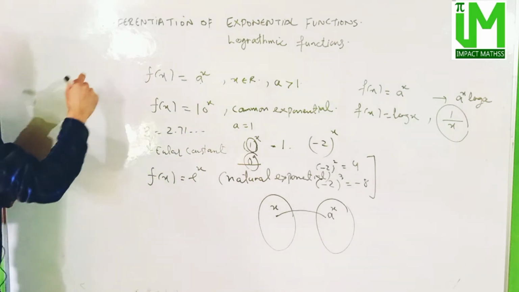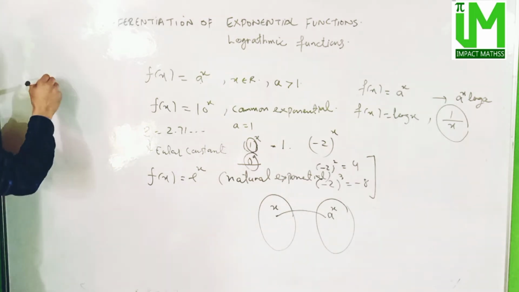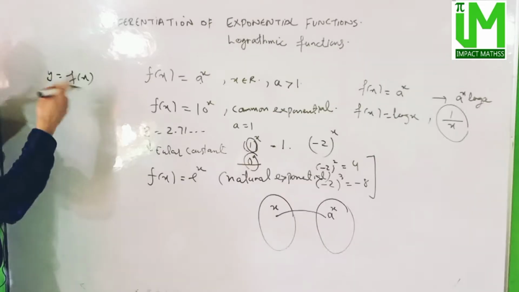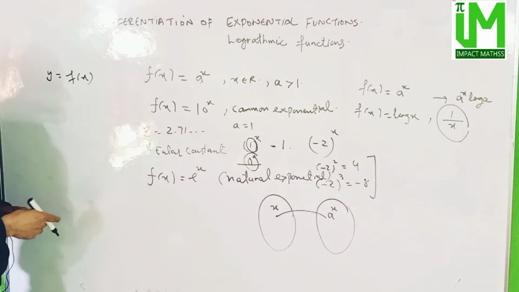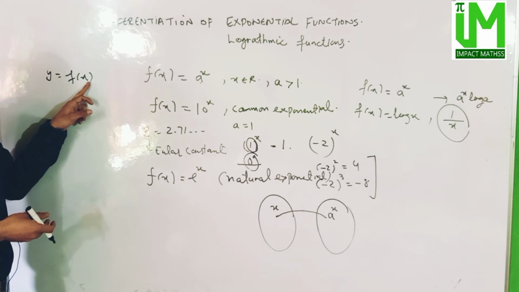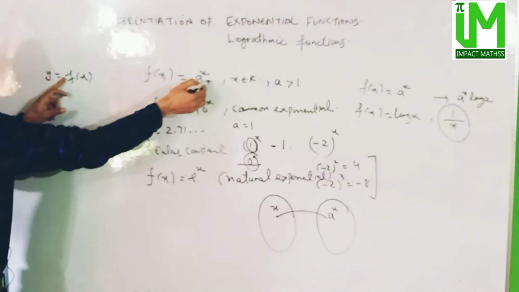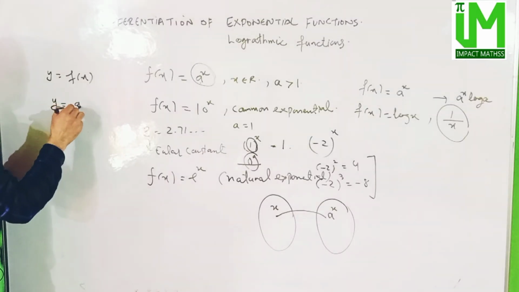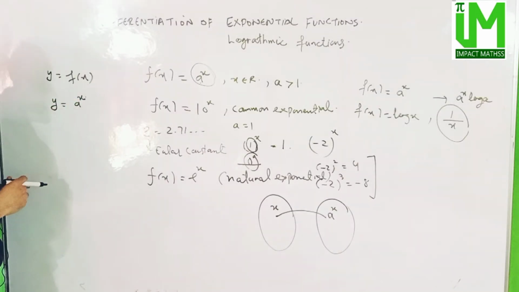So we know, इसका graph plot करें. So we know y is equal to f of x. When we say y is equal to f of x, we actually match the elements of the domain set with the elements of the codomain set. So y is equal to f of x. But what is f of x? a raised to power x. So y is equal to a raised to power x, ठीक है.